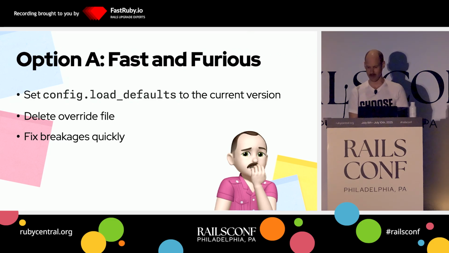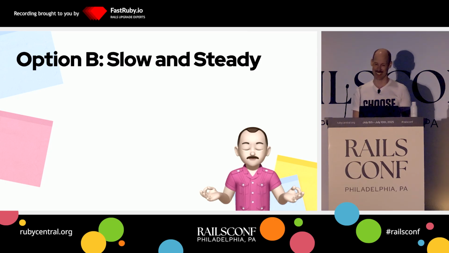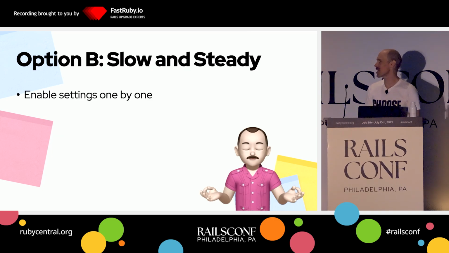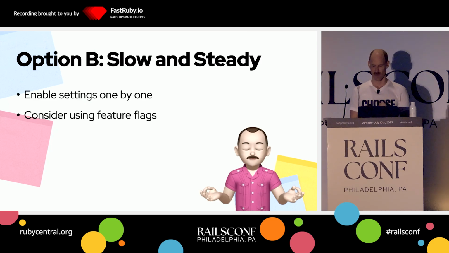All right, you can probably guess which option I would recommend, and that is slow and steady. In slow and steady, we're going to enable the settings one by one. We're not going to look at config/application.rb config.load_defaults yet. We're going to our new framework defaults file. We're going to pick one, like the button, or SameSite HTTP cookies, or an interesting config. We're going to uncomment it. We might consider using feature flags. This is something that I've had to do occasionally, where even though I'm taking a default and I've done my research, I'm not 100% sure how it's going to go, and I'd like a quick way to turn it off.